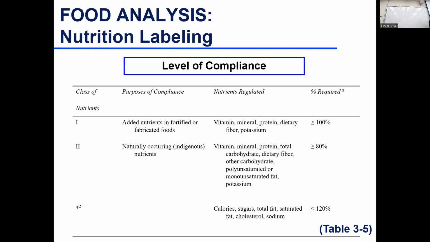But there are certain components that we don't like to have higher than what we see on the label. These are the calories, the sugar, the total fat, saturated fat, cholesterol, sodium. These are the components that in excess might not be desirable. So here, although they are inherent, they tell you, okay, above 80%, but not more than 120% of what you put on the label. You cannot have calories of 150 and you're claiming 100 calories. So that is out of compliance.